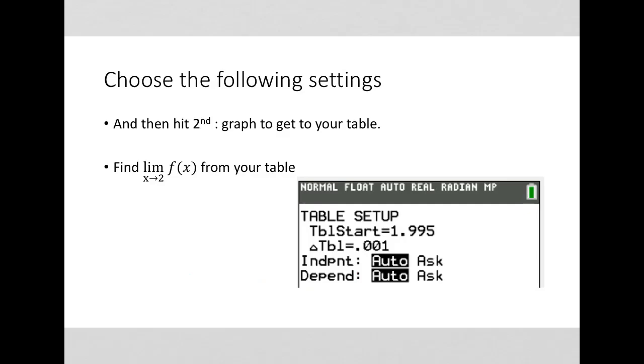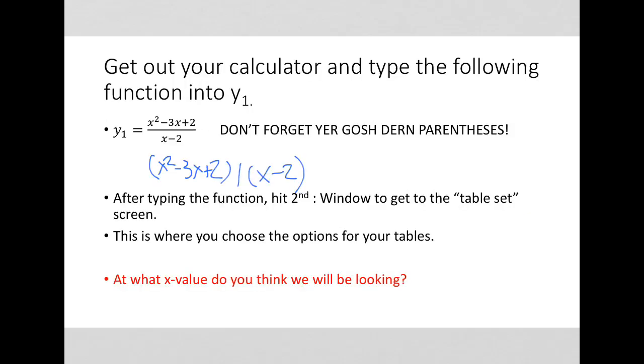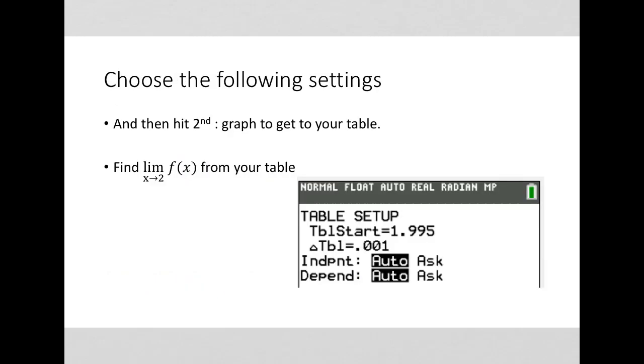So I would recommend setting your table up like this for that function, since if you notice the denominator there is x minus 2, that's a big hint that you're going to be looking at the x value of 2. So go ahead and set your table up like this. I did 1.995 as my starting table value, because I want to see values to the left of 2 and values to the right of 2.